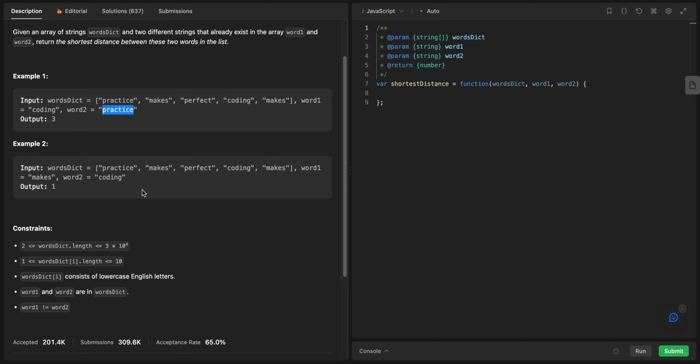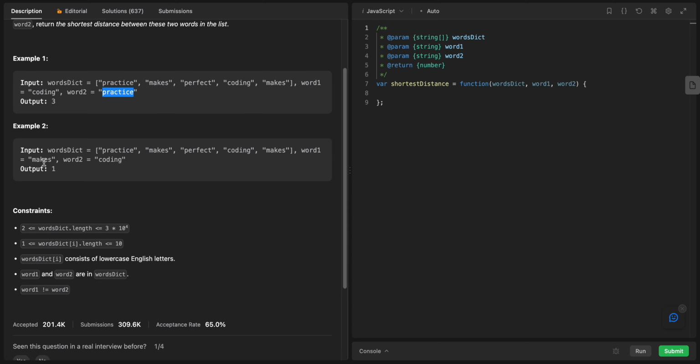Similarly here we have word one called makes, word two is coding, and the shortest distance is 1, coding makes. This one is like that.